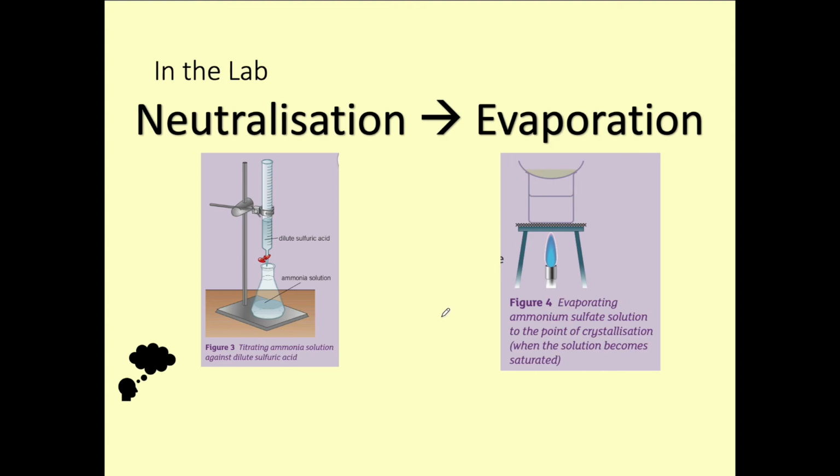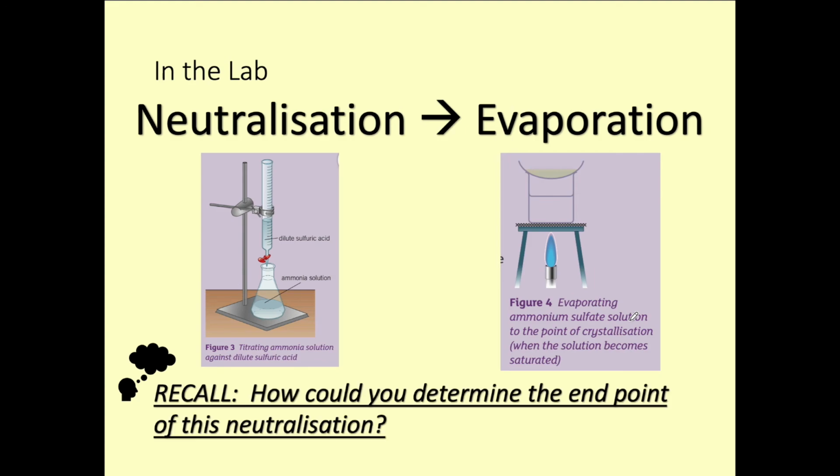We would then take that solution of ammonium sulfate and we would need to evaporate off the water that was produced as the byproduct. So we do this to the point of crystallization, and so this is when the solution becomes saturated and we start to get crystals around the edge. So question for you to recall, thinking back to titrations. How could you determine the end point of this neutralization?